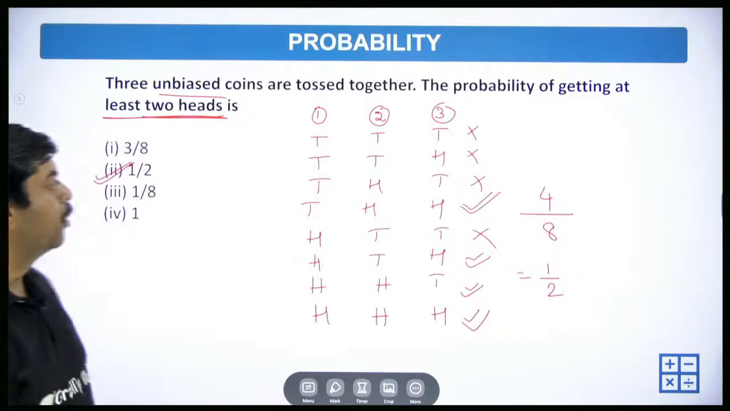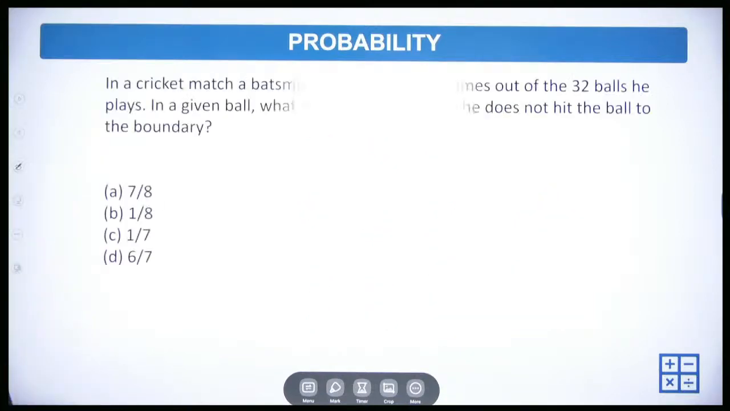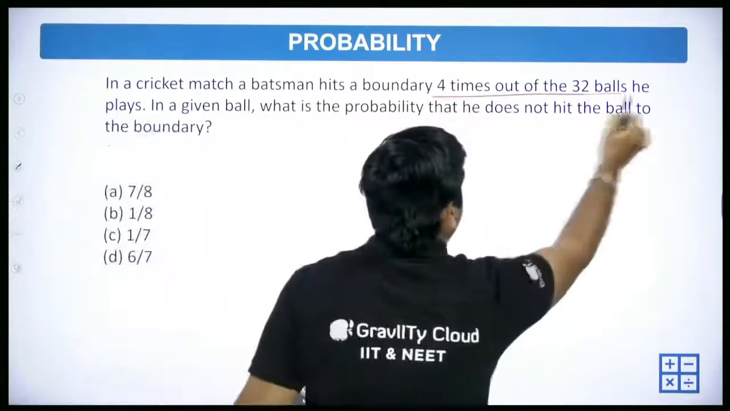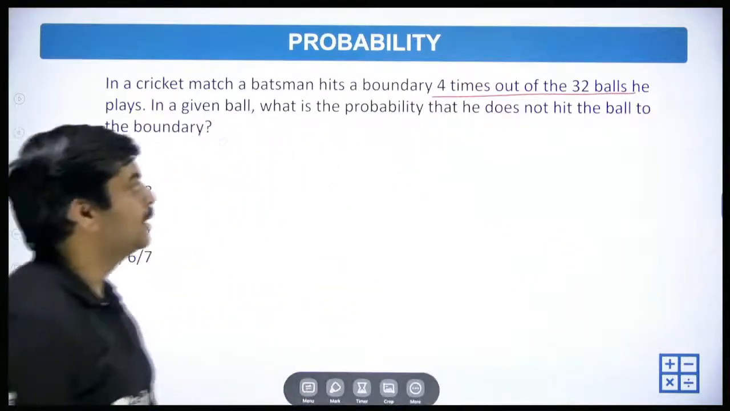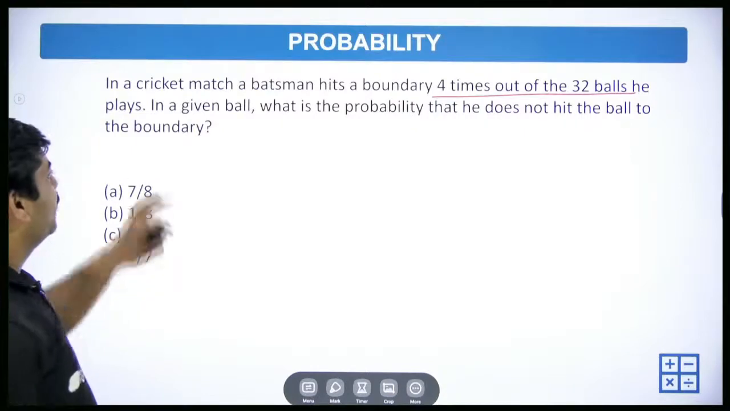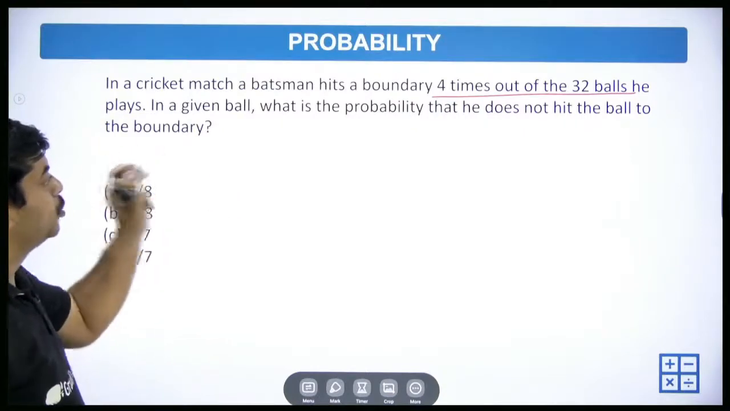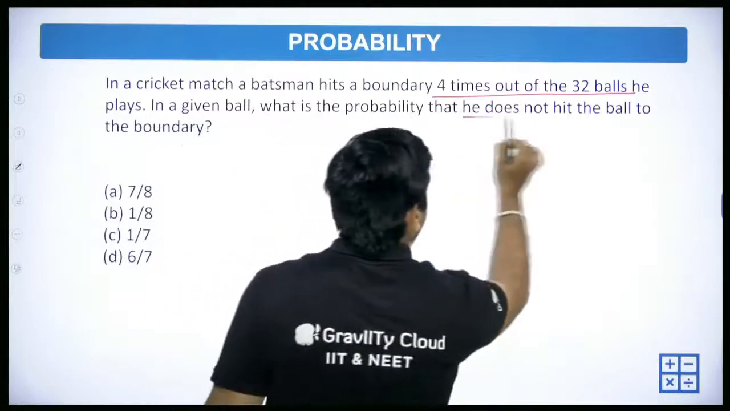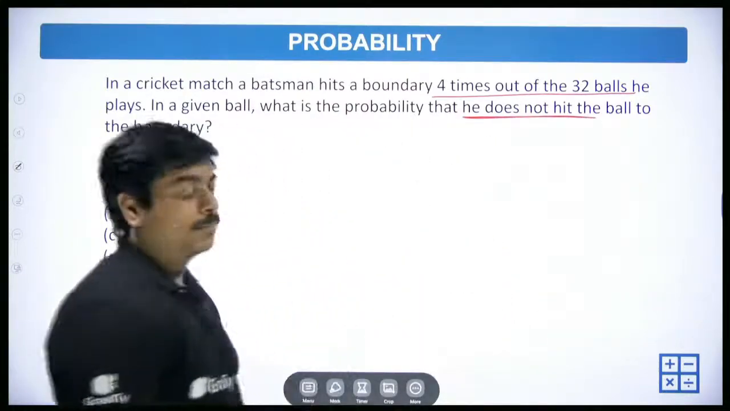So let's move forward to the next question. In a cricket match, a batsman hits a boundary 4 times out of 32 balls. In 32 balls, he is hitting 4 times. In a given ball, what is the probability that he does not hit the ball to the boundary? So please quickly do that.